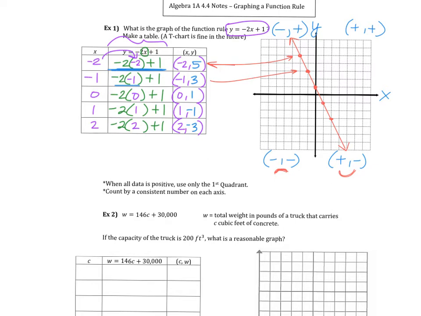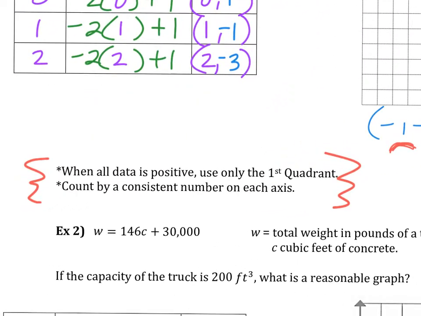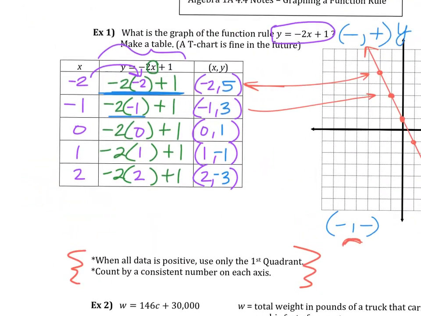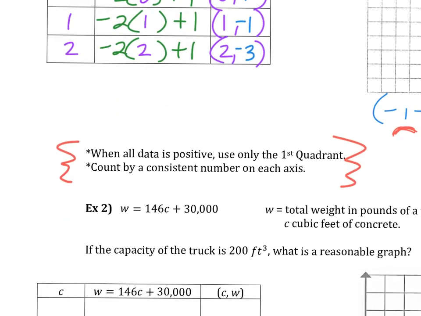Okay. These two things are very important. Number one, when your data is all positive, so like this one, we had some negatives, right? But when everything's positive, no negative numbers, you don't need any other quadrant but quadrant 1. So just give it that first quadrant if that's your setup.